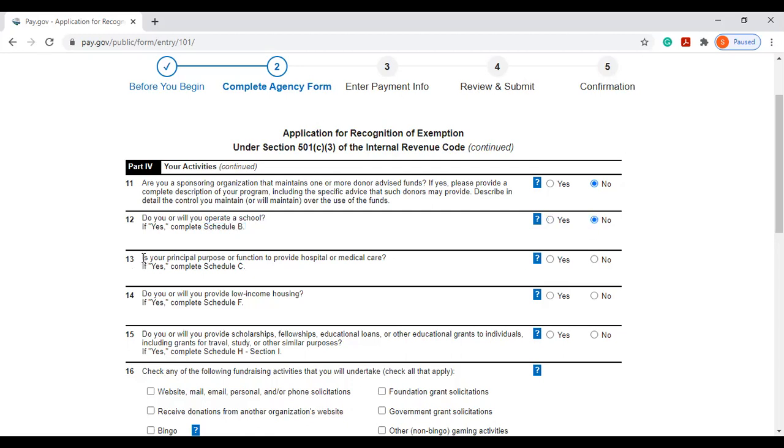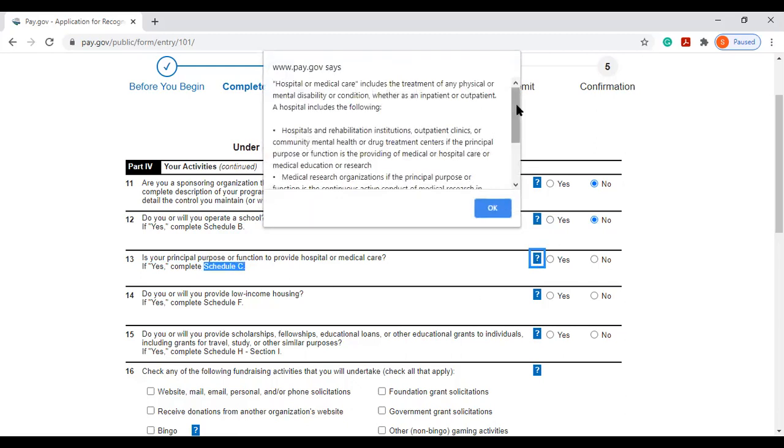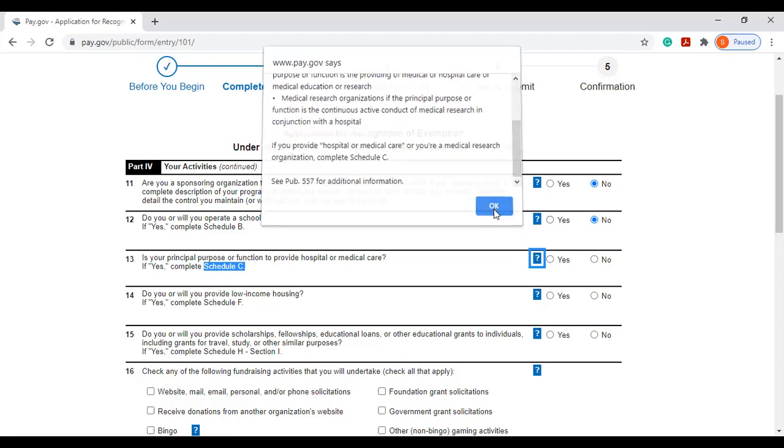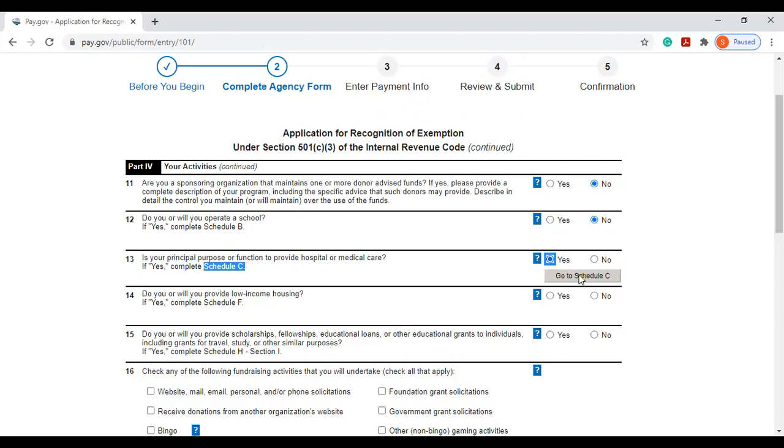Line 13, is your principal purpose or function to provide hospital or medical care? Same thing. A Schedule C pertains to that. If you were going to do it, click on the question mark, learn more information about hospitals and medical research and all of that, and then click yes. And then it's going to say go to Schedule C. But we're going to say no to keep going.